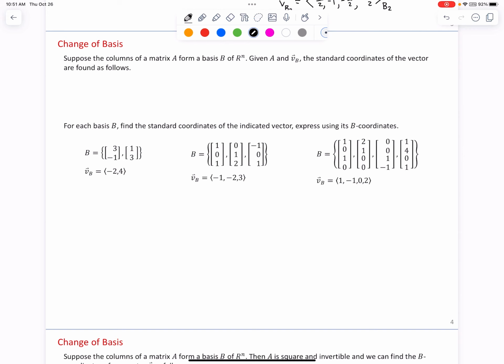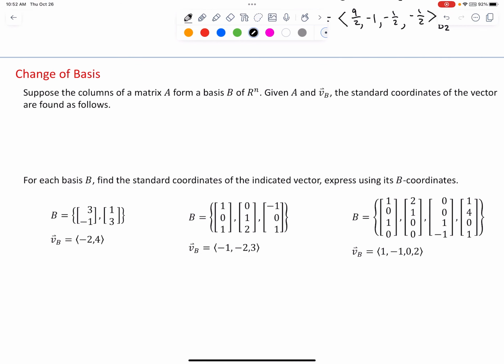Now suppose the columns of a matrix A form a basis B of Rn. Given A and the B coordinates for any vector, the standard coordinates of the vector are found as follows. Okay, so let's say that we have the B coordinates of a vector, and let's say those coordinates are C1 through Cn. And then the basis is the set vector U1 through vector Un.